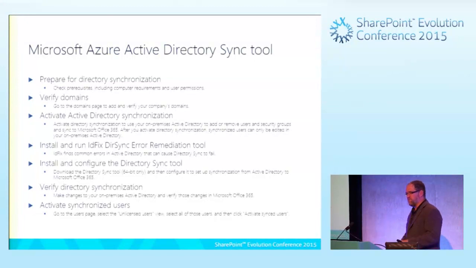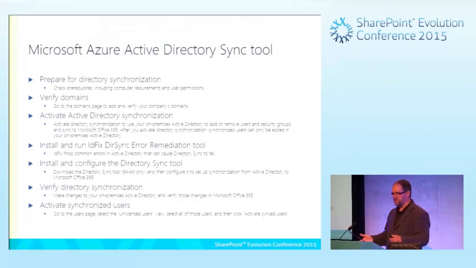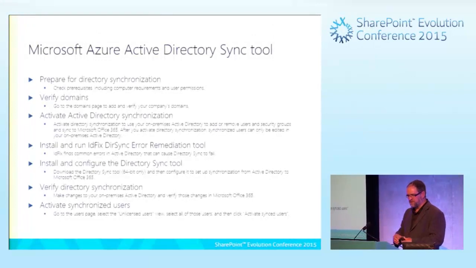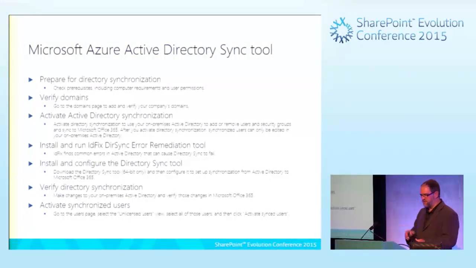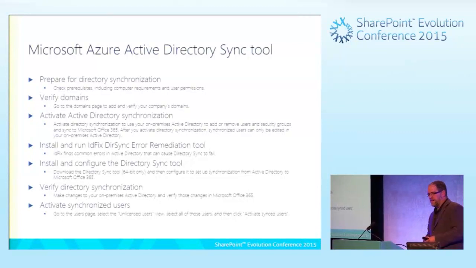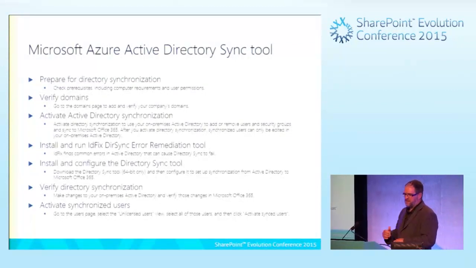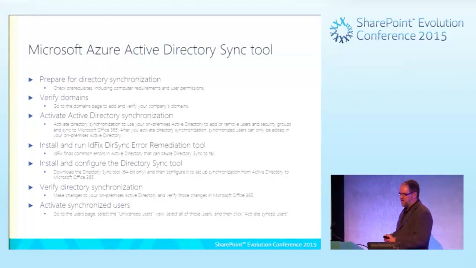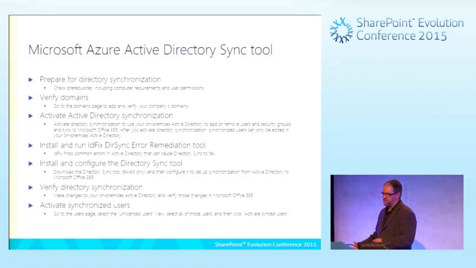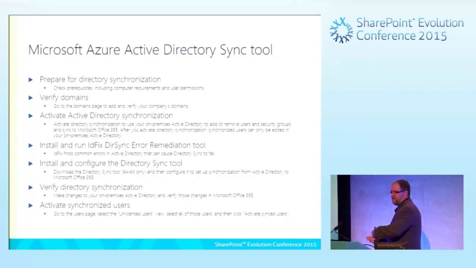You need, of course, proper security credentials for accounts that have the rights to read those things and potentially make changes as well. There's what's called the IdFix DirSync error remediation tool that's also used to clean things up after that. And then you configure the actual tool itself, download the 64-bit version, and configure it to synchronize directly with Office 365. After that, verifying is the next step. You verify directory synchronization, and then activate whatever synchronized users you want to activate.